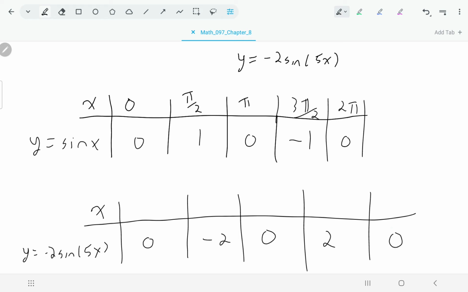For all of my x coordinates, like I said, I'm going to divide them all by 5. But of course, dividing x values by 5 is the same thing as multiplying them by 1/5, so that's probably going to be easier for me to think about. 0 times a fifth is 0. Pi over 2 times a fifth would be pi over 10. Pi times 1/5 is pi over 5. 3 pi over 2 times 1/5 would be 3 pi over 10. And then finally, 2 pi times a fifth is 2 pi over 5.